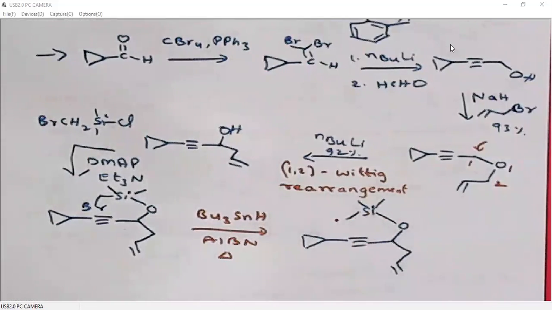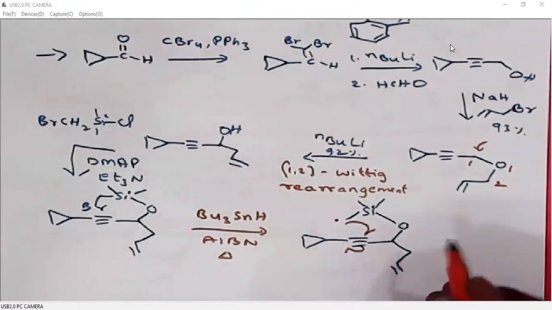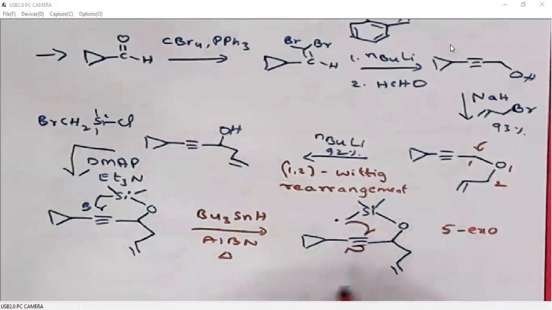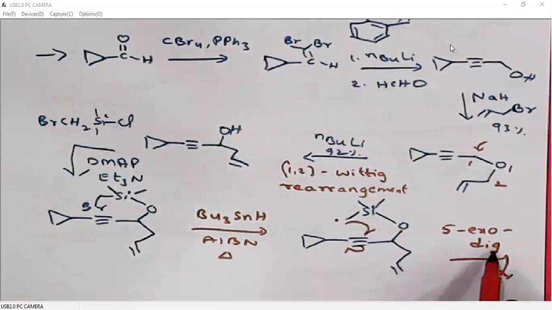Now, as I said, 5-membered rings are more stable. So 1, 2, 3, 4, 5. So this radical will attack here. Then this radical will polarize towards this. This is called 5-exocyclic because it will be on the ring but outside the ring, and since the shape of the molecule is triple bond, so diagonal, it is called 5-exo-dig.